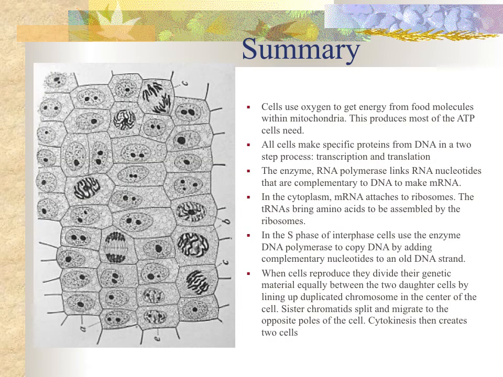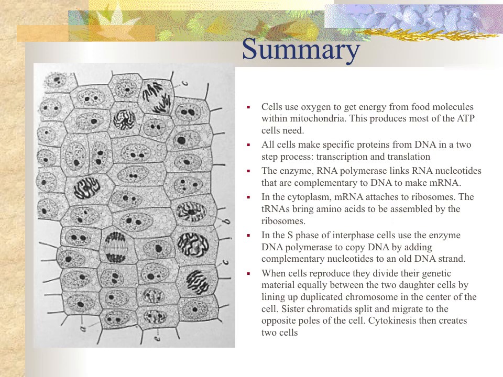Okay, so to summarize, cells use oxygen to get energy from food molecules within mitochondria. This produces the ATP cells need. All cells make proteins from information in their DNA, and they do it in a two-step process, transcription and translation. Okay, the enzyme RNA polymerase links RNA nucleotides that are complementary to DNA to make messenger RNA. That's transcription. In the cytoplasm, that messenger RNA attaches to the ribosomes. Then transfer RNAs bring amino acids to be assembled by the ribosomes. That's translation.